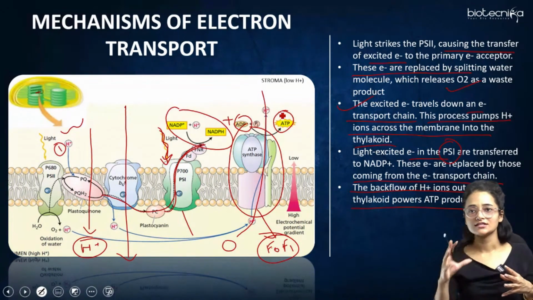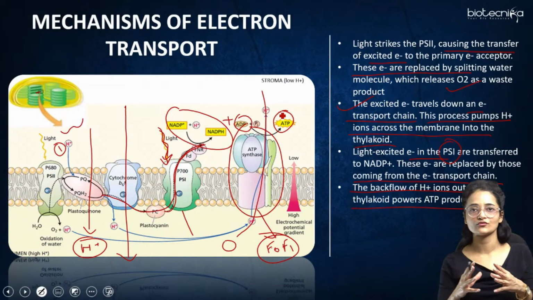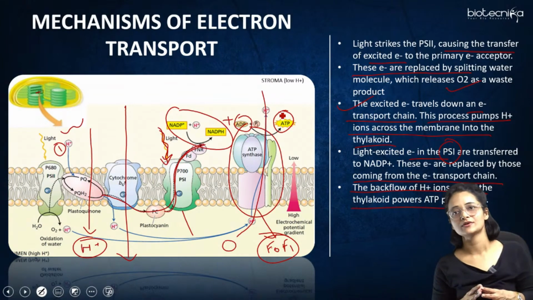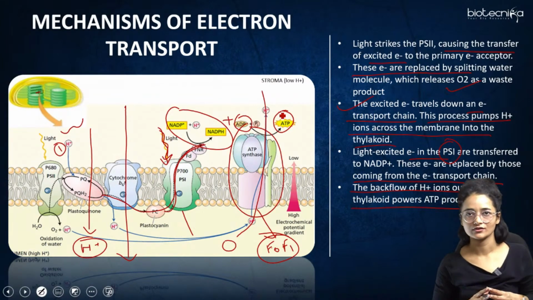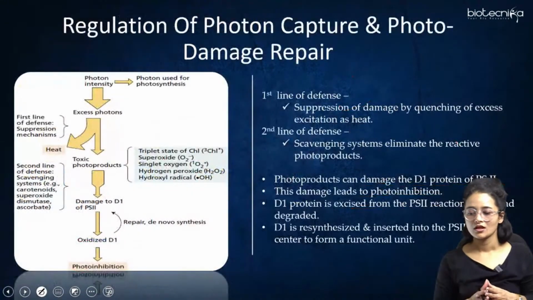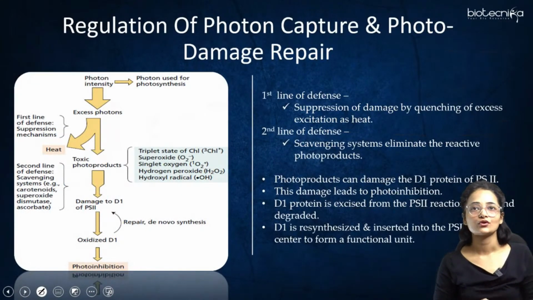And these two products which are being produced in this light-dependent photophosphorylation reaction are being utilized in the carbon fixation reaction of the light-independent reaction, right? So this is the whole mechanism that I have told you. Then comes the regulation of the photon capture and the photodamage repair.